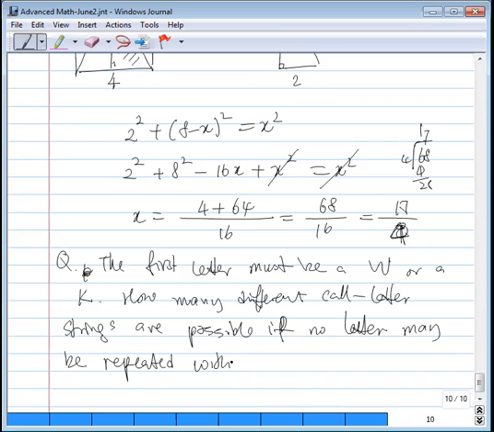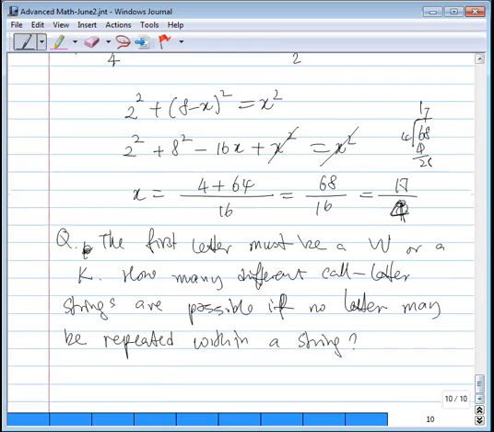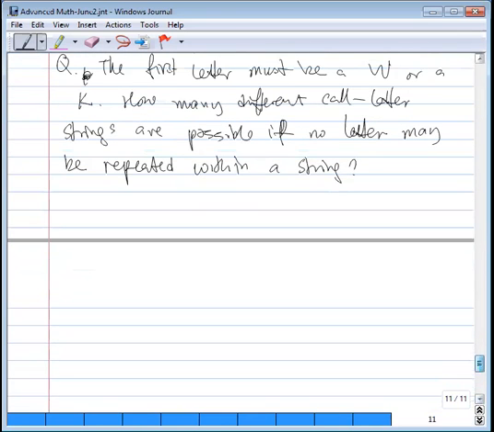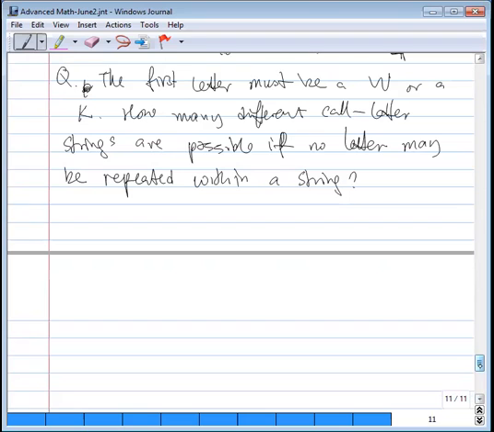Wait, how many letters? How many letters can you use? You can use any of the letters. How many are allowed to be used? Oh, use 3 or 4. 3 or 4, yeah.